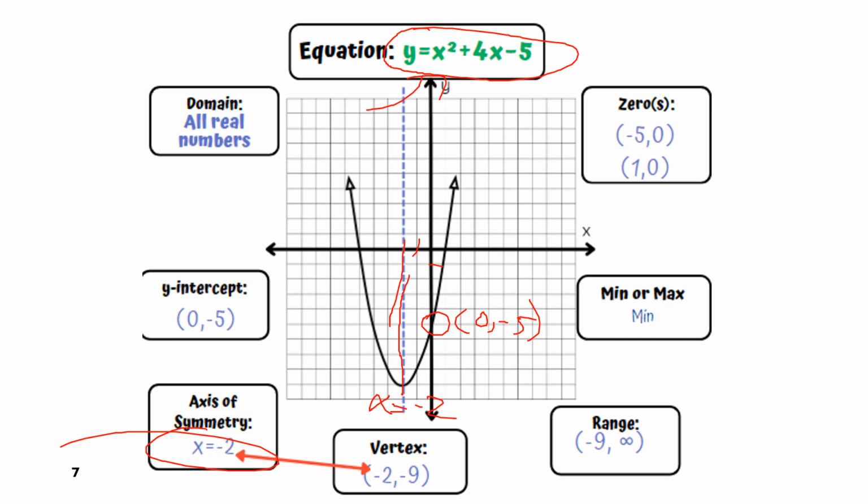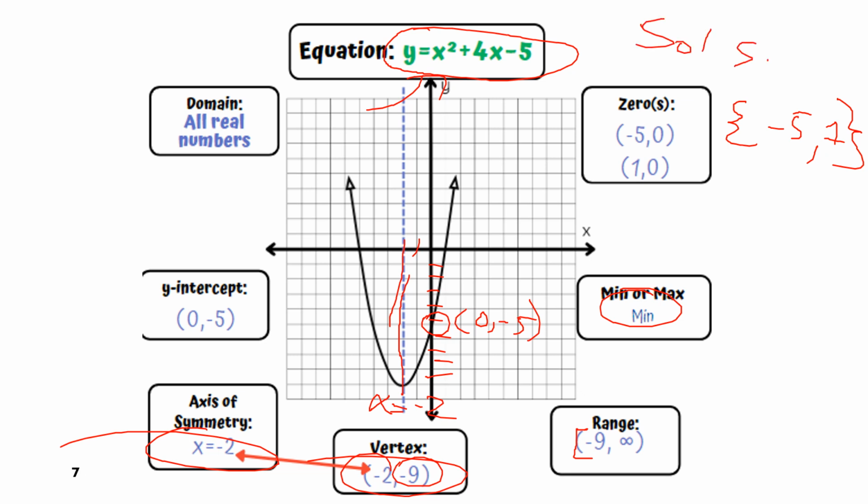Our vertex, well, that's 1, 2, 3, 4, 5, 6, 7, 8, 9. Our vertex here is (-2, -9). And notice the x value of the vertex is our axis of symmetry. Our range: we can't get a number smaller than -9, but we can go on into infinity. This one does have a minimum value. And our zeros, we chose to write them as ordered pairs. You could also use brackets or -5, 1. This is also called a solution set.